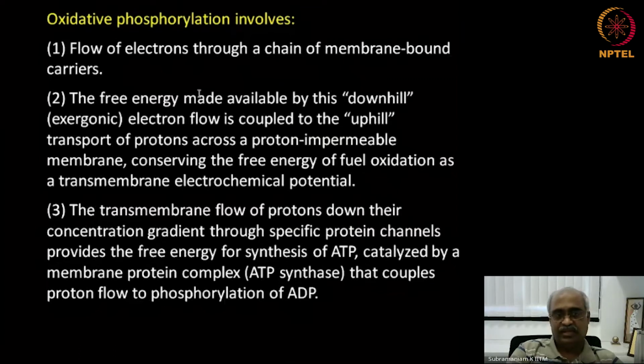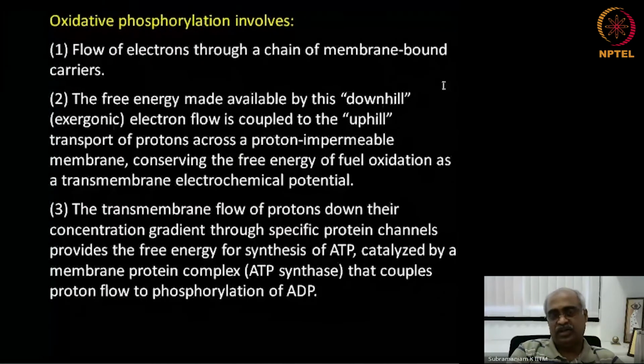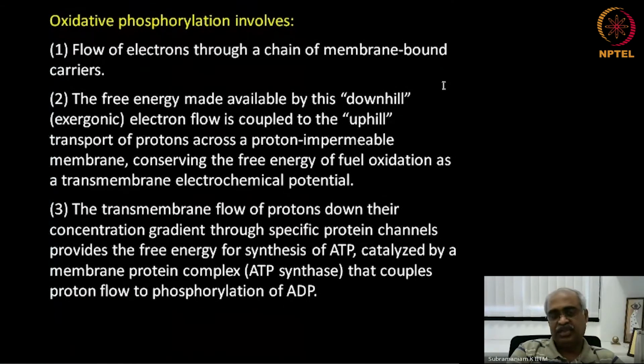So these are the main things. So electrons flow from one carrier to another carrier on the membrane, and that downhill flow is coupled to uphill pumping of protons. Then at the 3rd step, when the protons return back down the gradient, they drive this ATP synthase to make ATP.